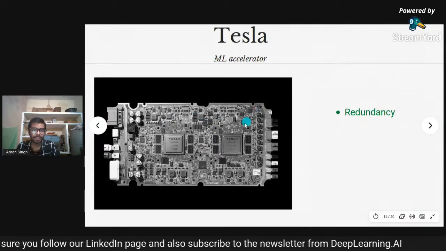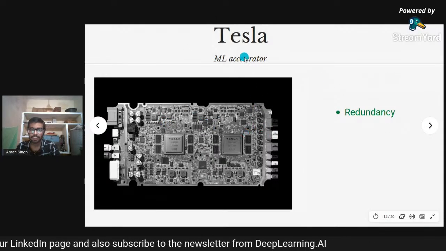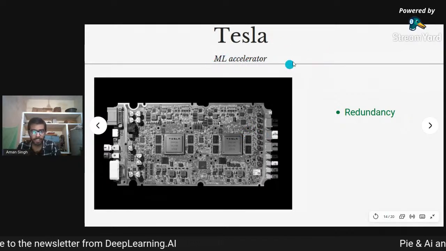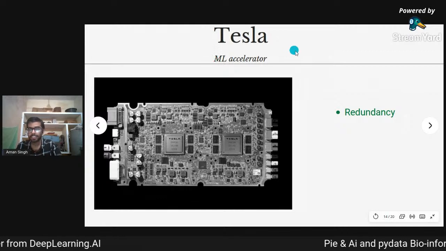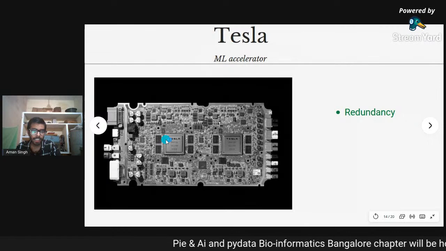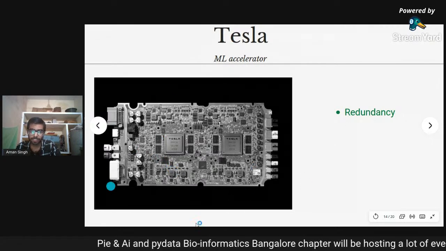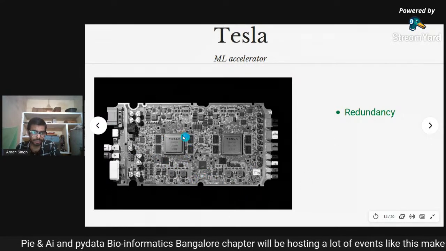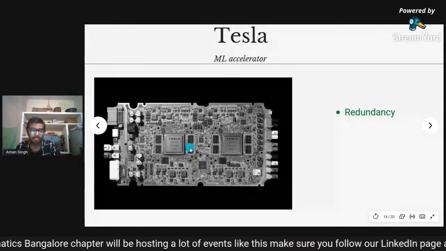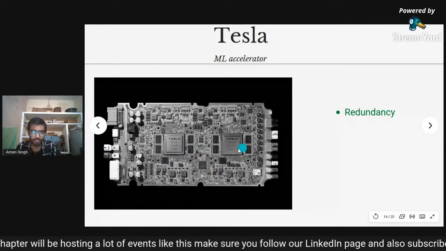Tesla ML accelerator. Tesla is a car company. It used to build cars, but when it entered into self-driving cars, to achieve the highest potential, they started developing chips, and therefore this is a Tesla chip for computer vision. It means machine learning can be applied easily. Therefore, it has two chips.